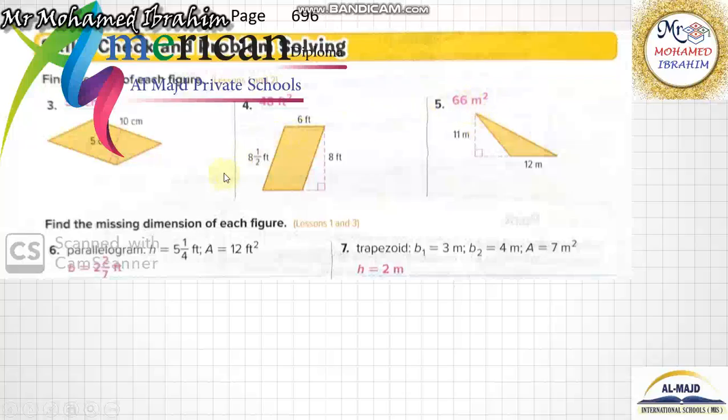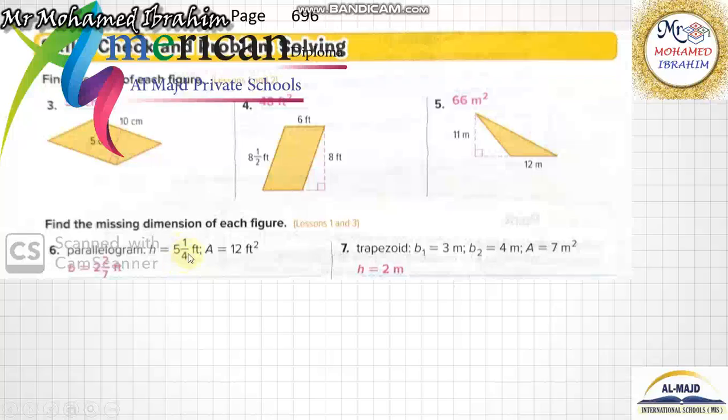Very good. Number 6. Find the missing dimension of each figure. A parallelogram with height equal 5 and 1 over 4 feet and its area equal 12 square feet. It's very easy. If we have the area and we want to find the height or the base length, just divide 12 over 5 and 1 over 4. How do we make this?